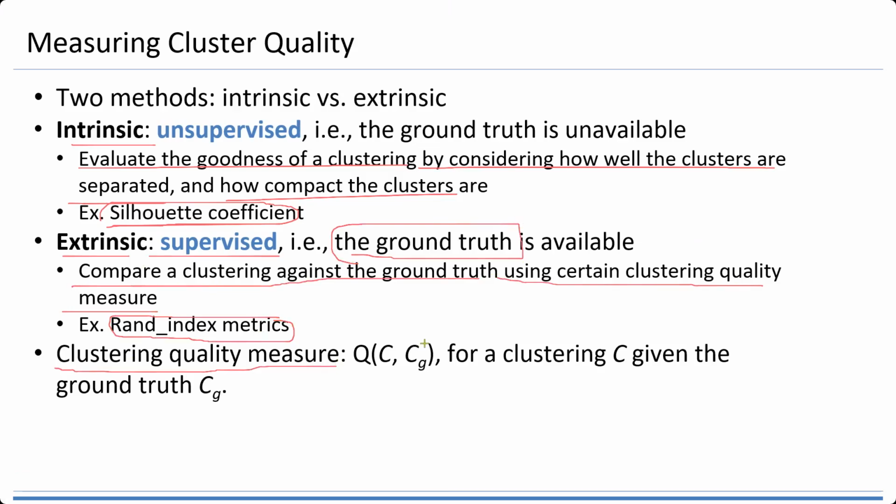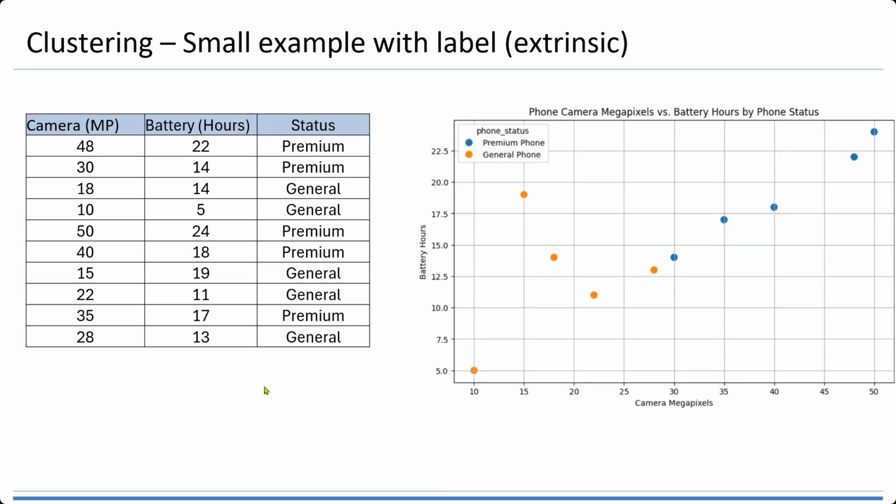Clustering quality means we are going to check the clustering result. This is the clustering result, C, and CG is the actual label, or we call it ground truth. So we have a clustering C, and we compare it with CG, the ground truth. Now let's see. If we do the clustering, we don't have any label.